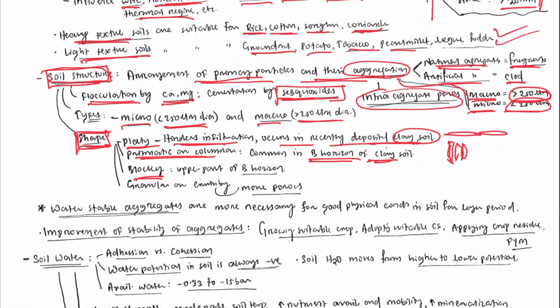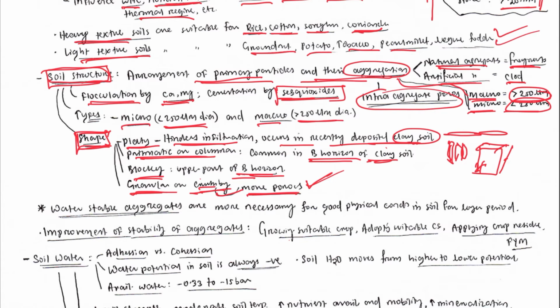Then blocky is a block-like structure. Blocky is mostly found in the upper part of the B horizon. Then granular and crumby. Granular is basically a single grain structure, and crumby is porous in nature. Granular is not that porous, but crumby is porous in nature, and crumby is the most ideal soil structure for agriculture activity.